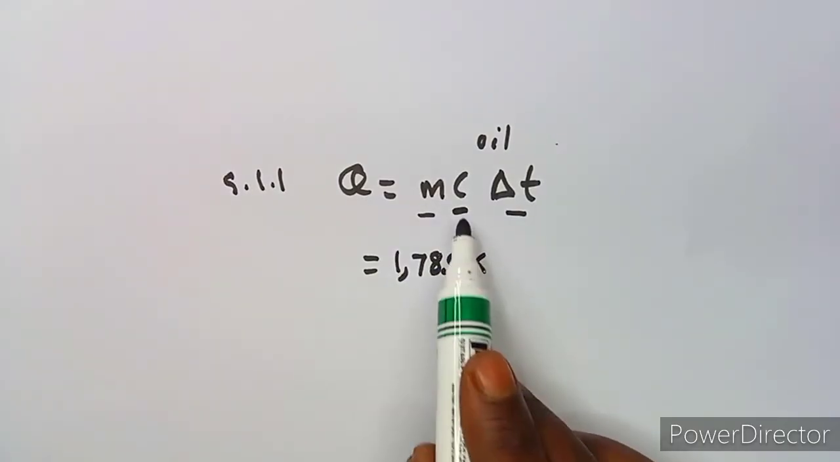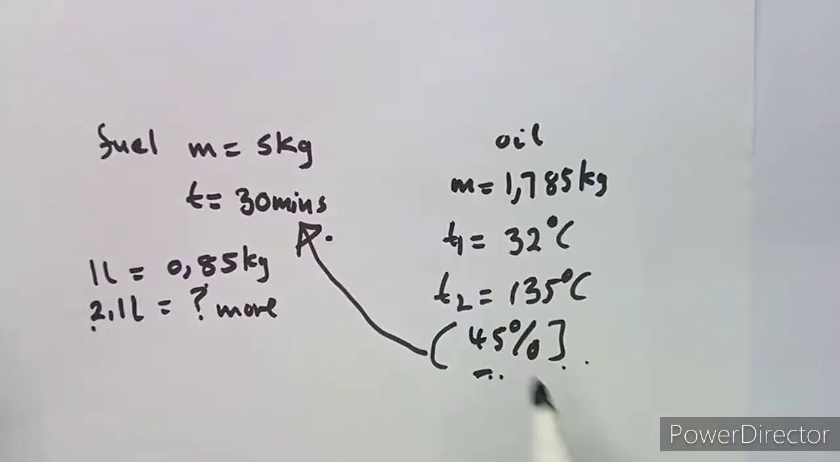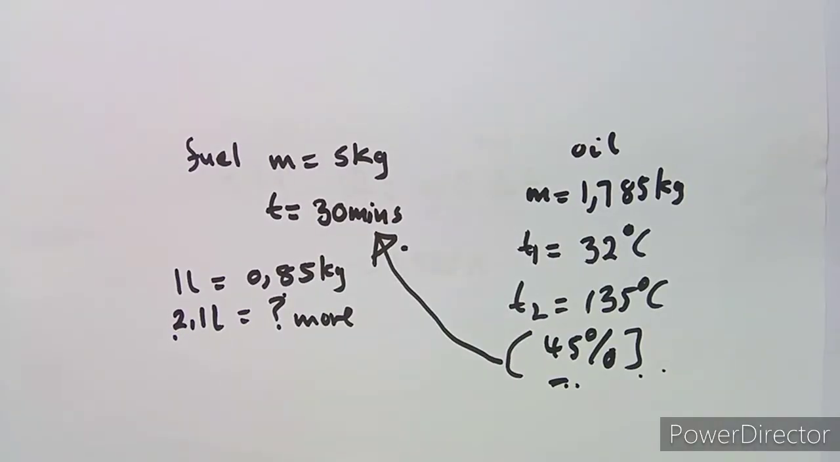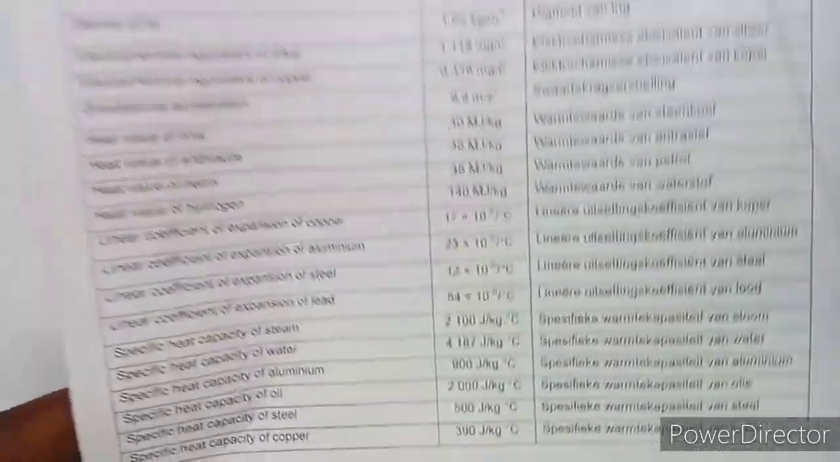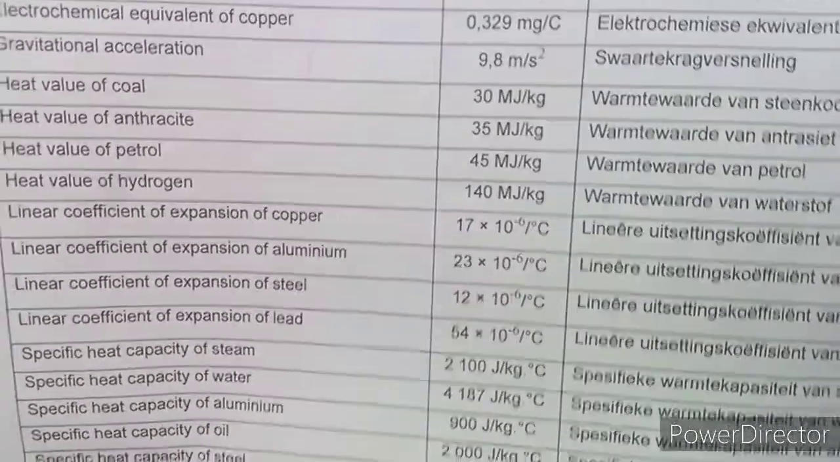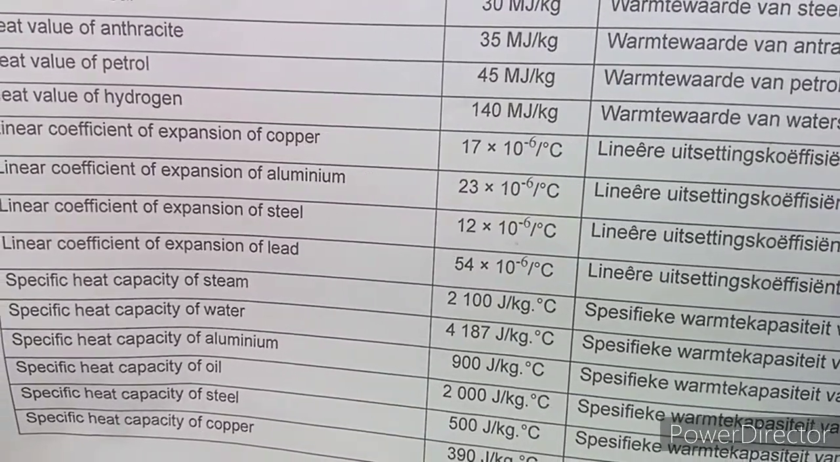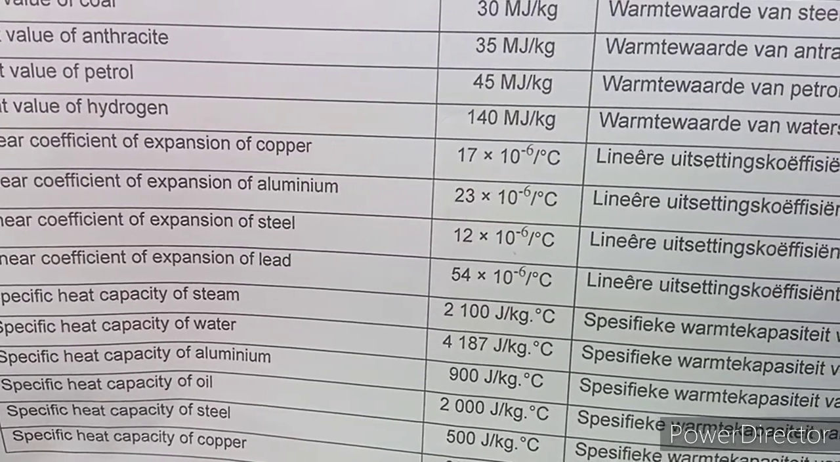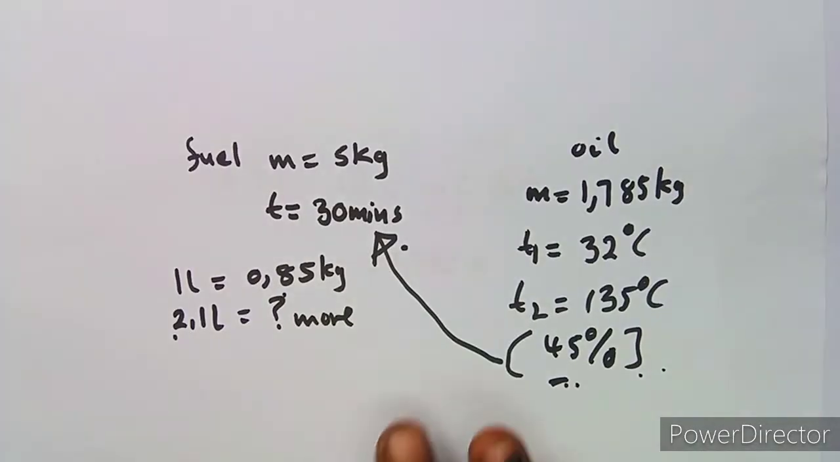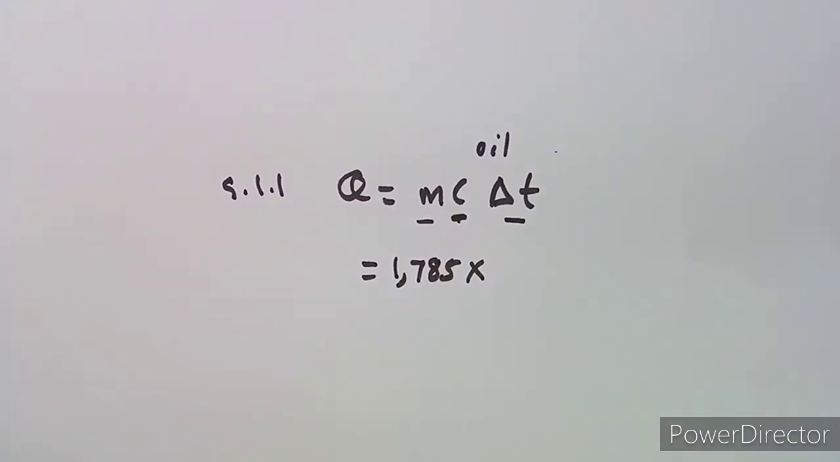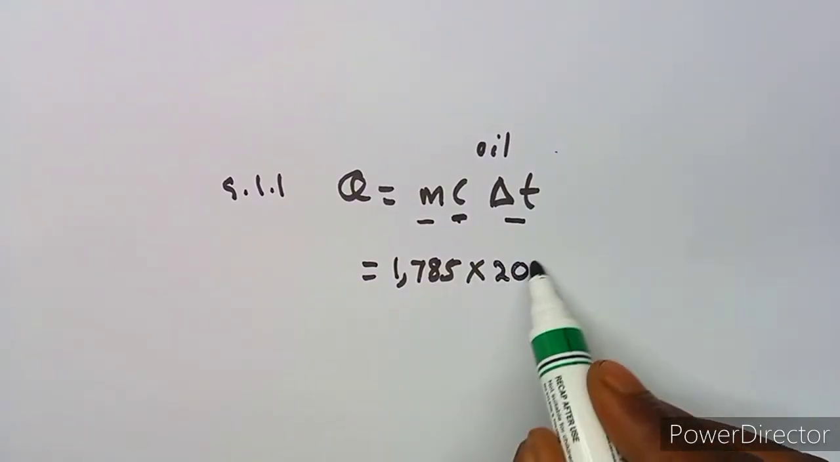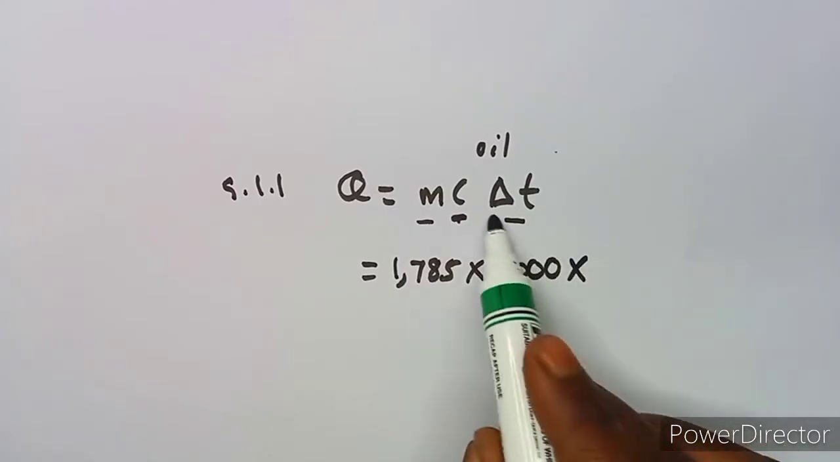1.785 multiplied by the specific heat capacity of oil. So the specific heat capacity of oil is 2000, as you can see there, the specific heat capacity of oil is 2000 joules per kg. Okay, so this one is 2000 multiplied by the change in temperature.